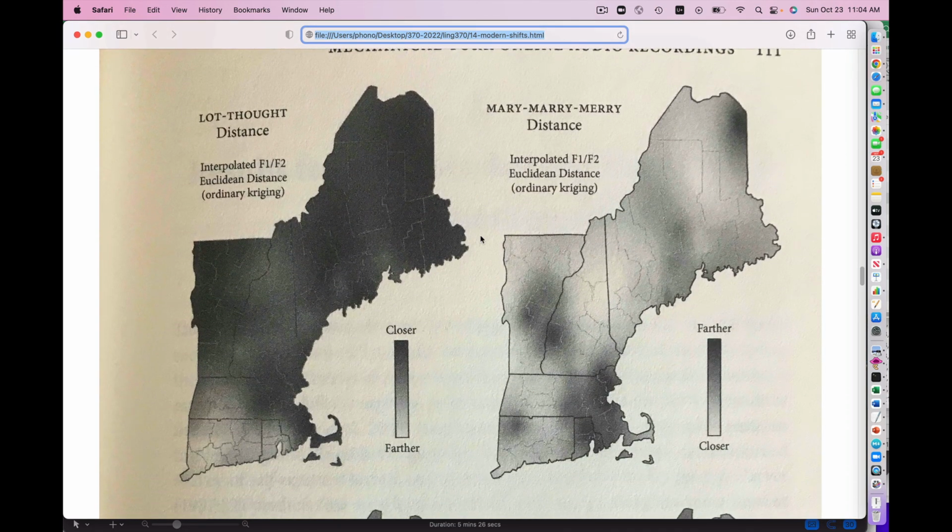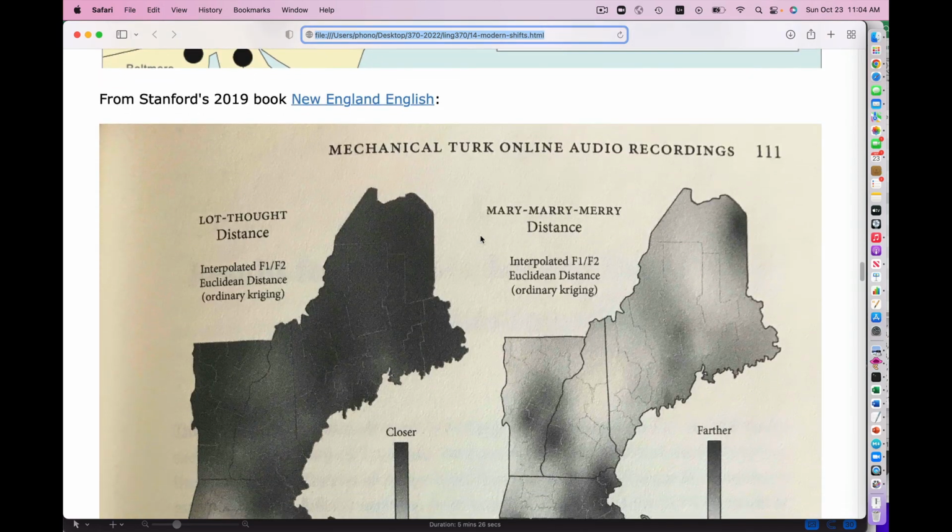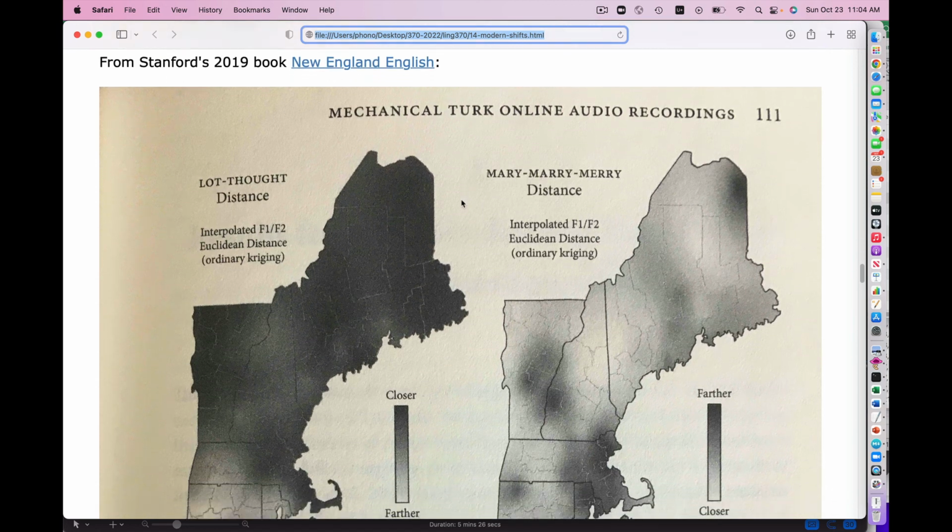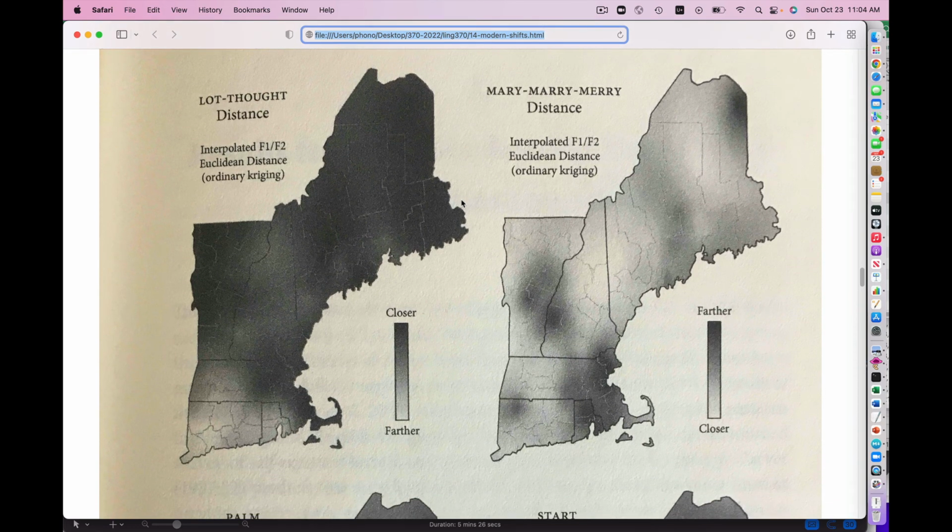This is a nice map that gives us a kind of similar converging information. It's from James Stanford's new book, New England English. He did an online survey of speakers, collected data through what's called Mechanical Turk, a service from Amazon. And he, with a colleague, generated maps that show, for example, the distance between lot and thought. So that's the caught difference. And you can see that this area up to the north, in general, has very little distance between those two vowels. And then down towards the south, there is more difference, especially as we go down through Connecticut towards New York.